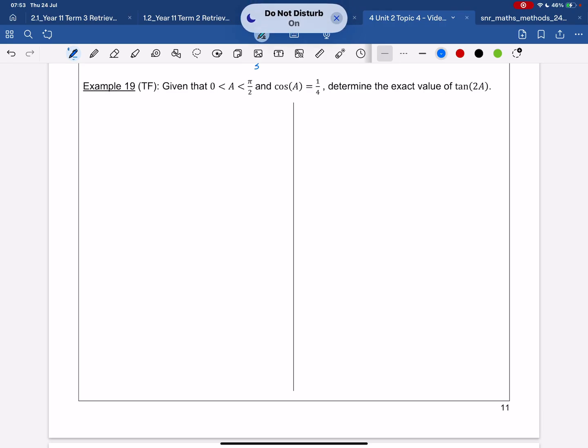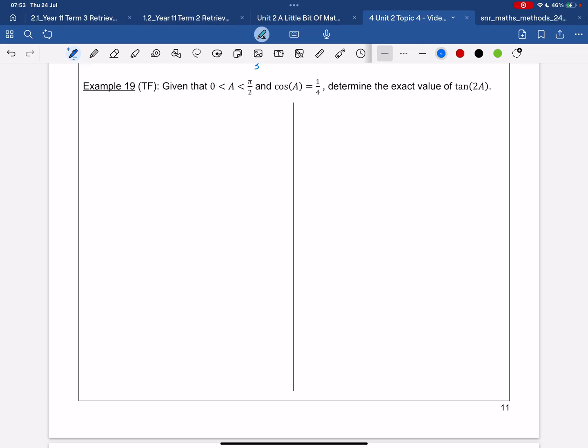All right, our next example says, given that a is between 0 and pi on 2, and cos of a is equal to a quarter, determine the exact value of tan of 2a. And I go to my formula sheet first and I see, oh dear, there are no identities for tan.